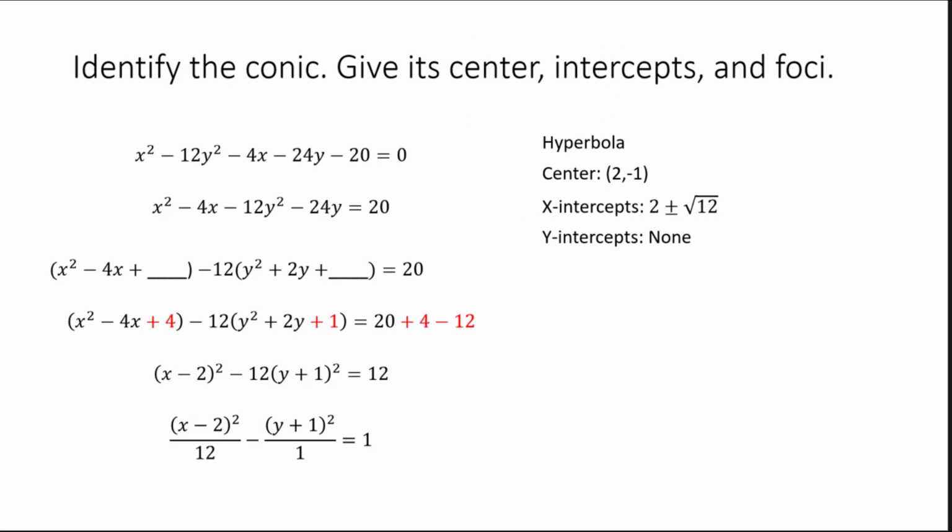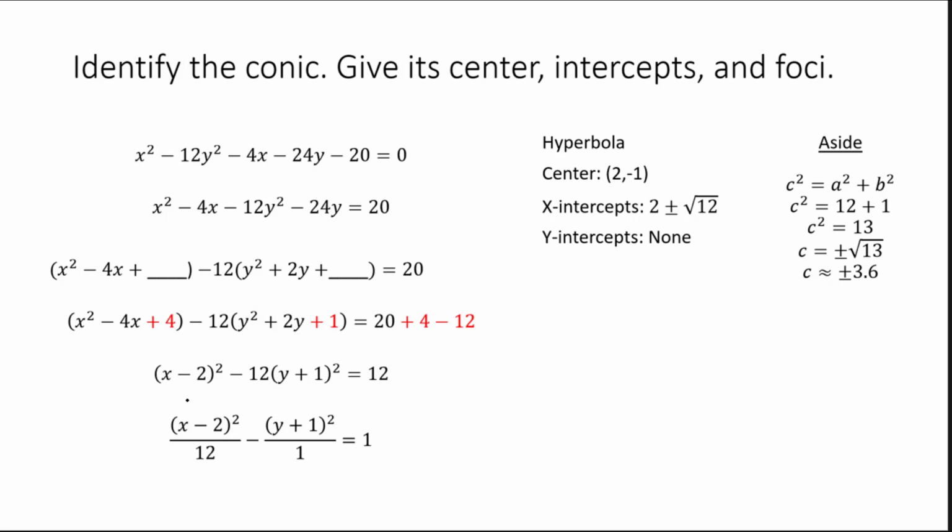Now to finish off, we need to find the foci. To find the foci, we can use the relationship of a hyperbola that c squared would equal a squared plus b squared. So we have 12 and 1 as your a squared and b squared. That would add to give you 13. So c would be a positive or negative square root of 13, which would be about 3.6.